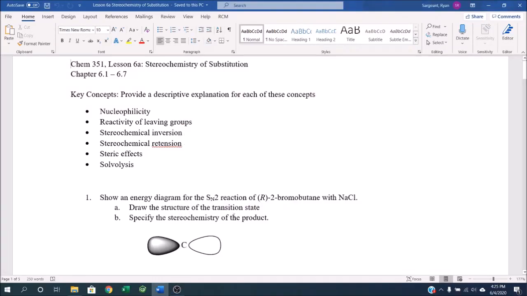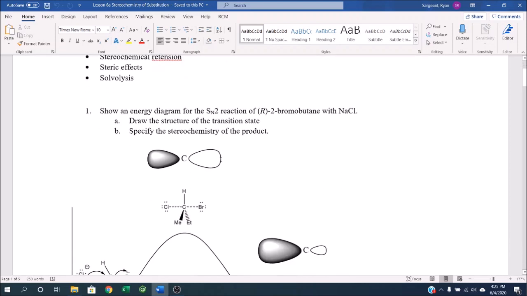Okay, for this next chapter, what we need to learn more about is SN2 reactions. We're going to combine the different topics of stereochemistry together with the concept of SN2 and then SN1 reactions to understand how substitution affects the stereochemistry. The first thing we want to start off with is the SN2 reaction of R-2-bromobutane with sodium chloride.